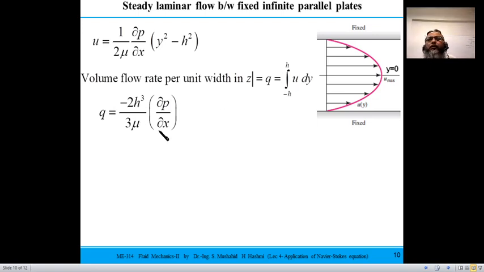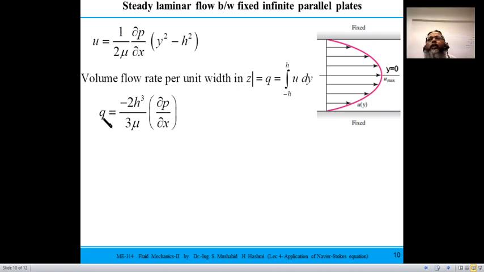So I have just put up the results. You have to check: if you substitute u in this integral and integrate first, then apply limits, eventually you end up with this equation. So your volume flow rate depends on h, which is this distance, and the total distance between the two fixed plates would be 2h.